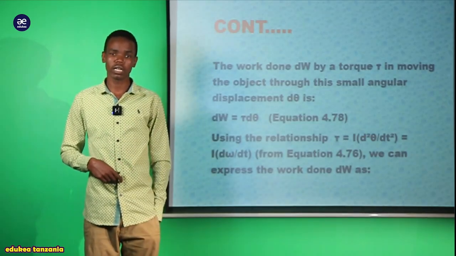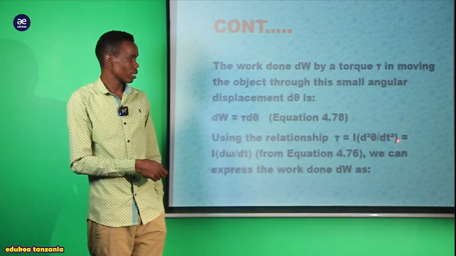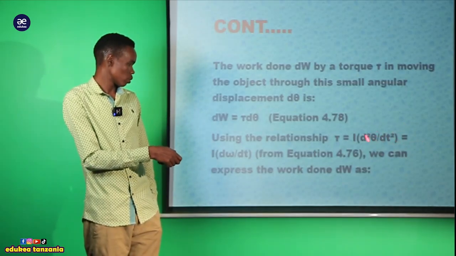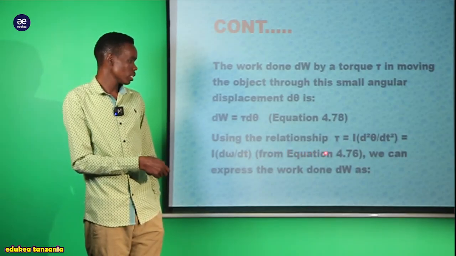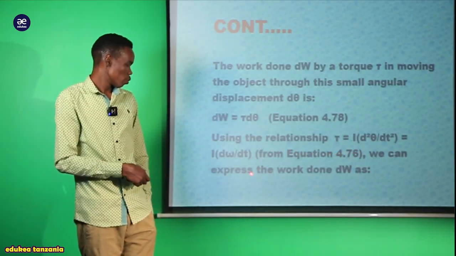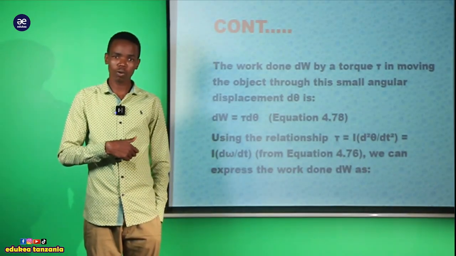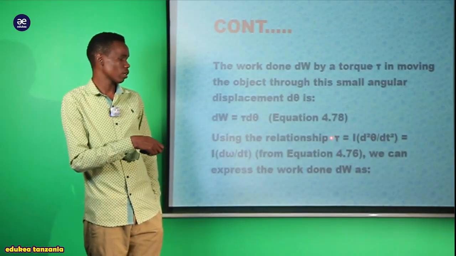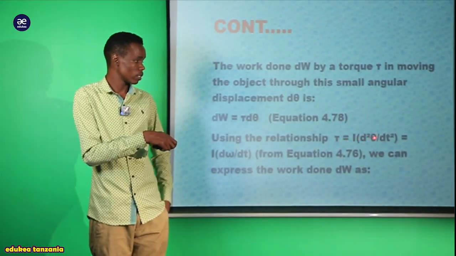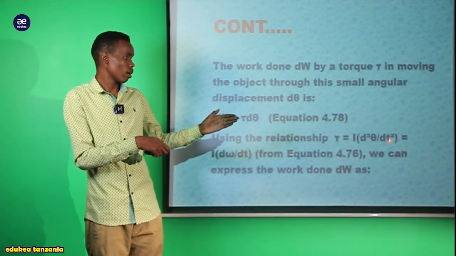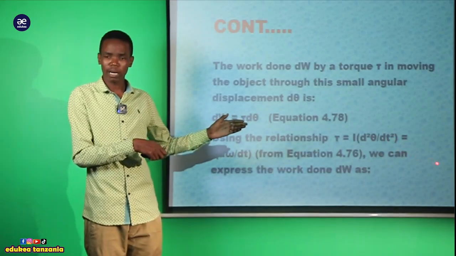Lakini angular acceleration ni sawa na nani? Huyu angular acceleration ni sawa na d square theta we divide by dt square, though atakuwa value yake ambapo ni sawa na dw divided by dt. But from the equation number 4.76 we can express the work done as this one. Kwa sasa ukirudi ukiachana na namna ya kutafuta huyu toka ambapo ni sawa na work done ambapo ni sawa na moment of inertia times d square theta, then we divide by dt square.